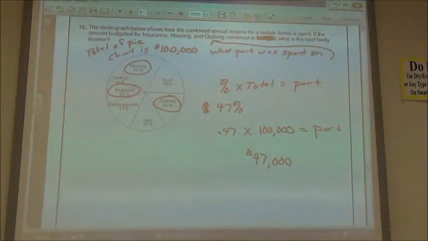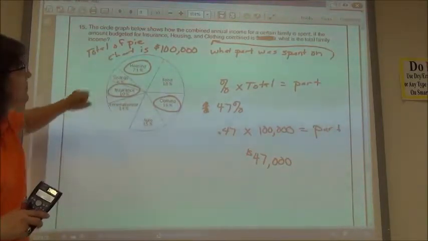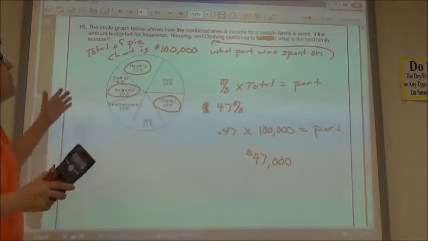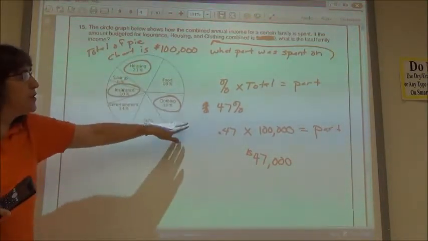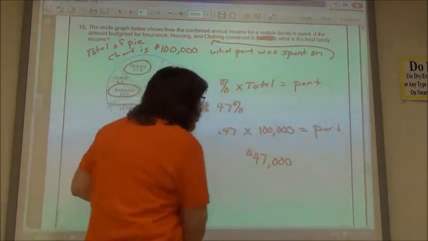I knew what it was supposed to be, and that's why I worked it backwards. So you will have some that look like this instead of like the previous ones, and so I just want to give you a little different variation of what it might look like. If they say, find the part spent on 2 or 3 of the items, you're just going to go ahead and multiply times the total in order to find your answer.